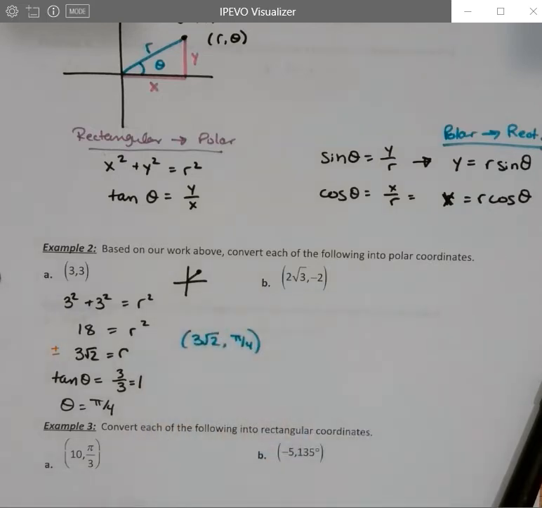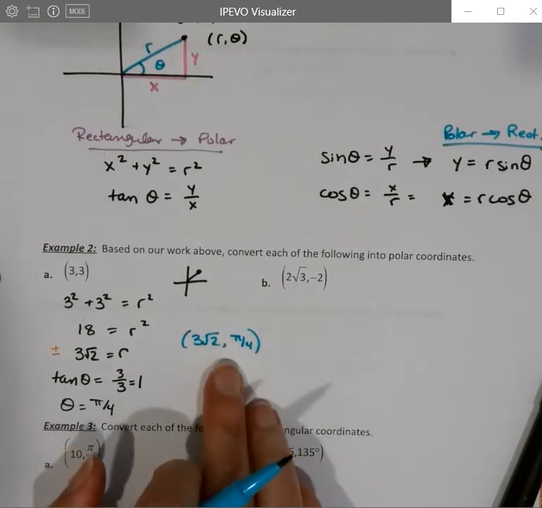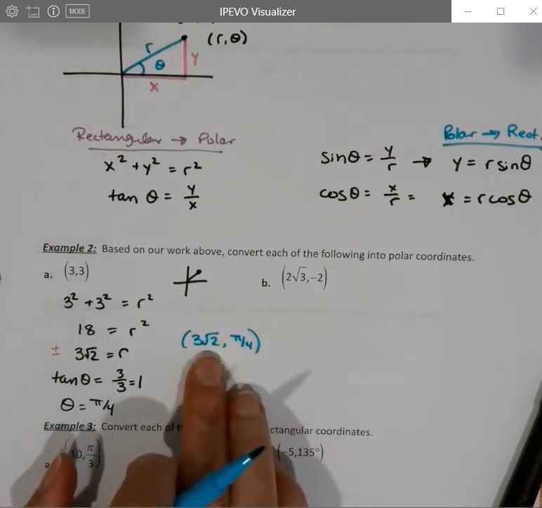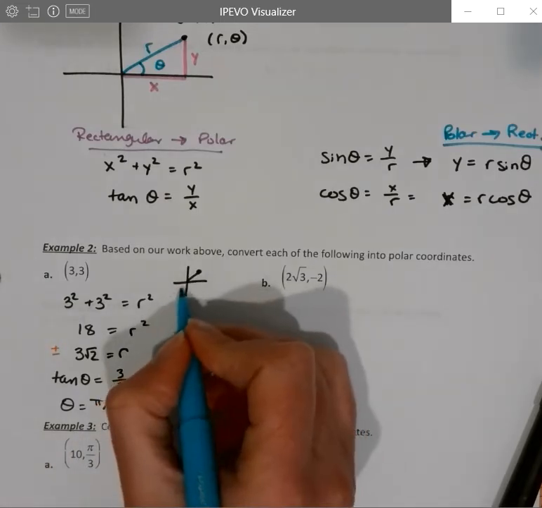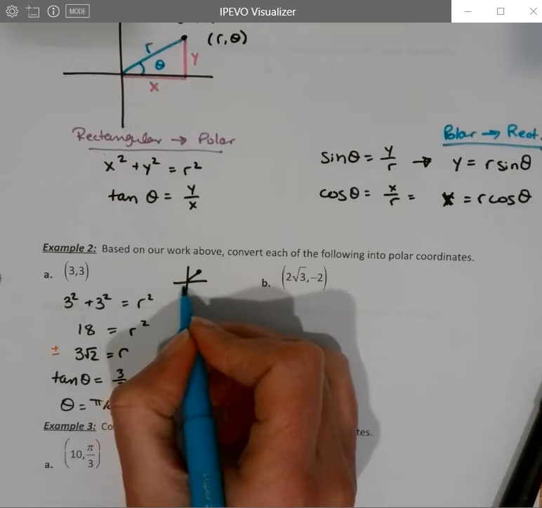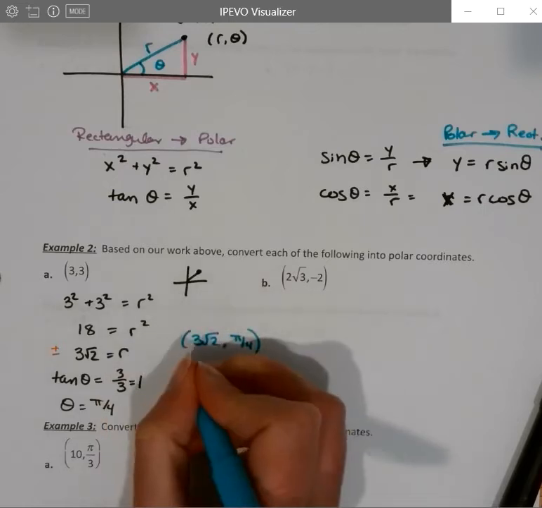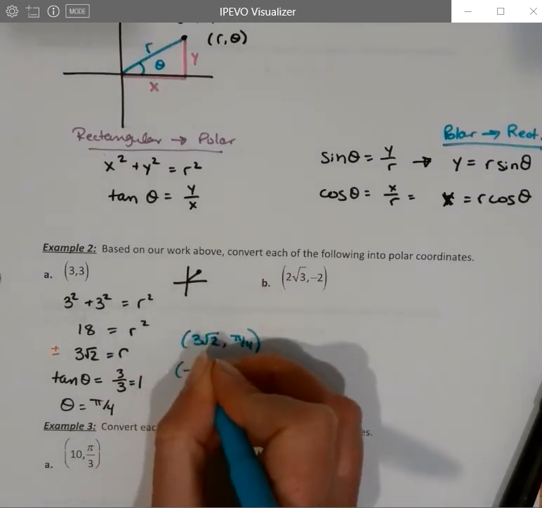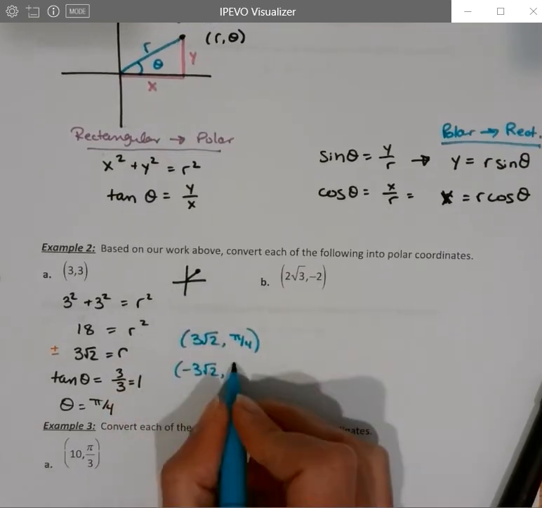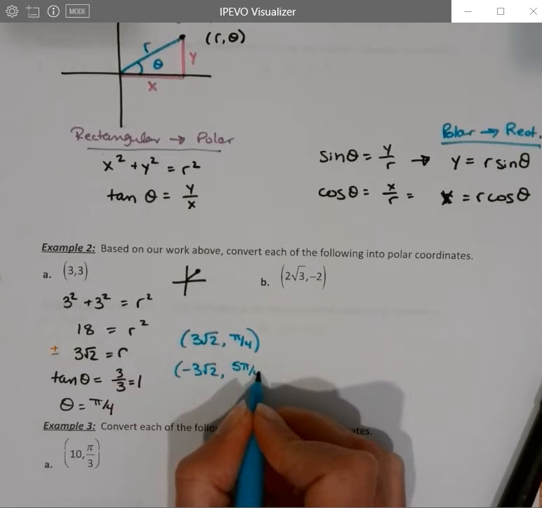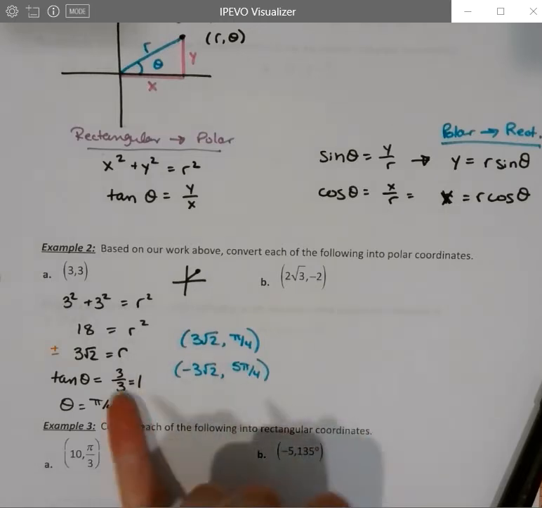But that's not the only point that I could use, since polar coordinates are not unique. This is probably the primary point because it has the smallest angle with a positive side. But I also could, if I wanted to use an angle that was in quadrant 3 and a negative side, say negative 3 square root of 2 comma pi fourths. That would be 5 pi fourths, and pi fourths past pi. So that's the same point.